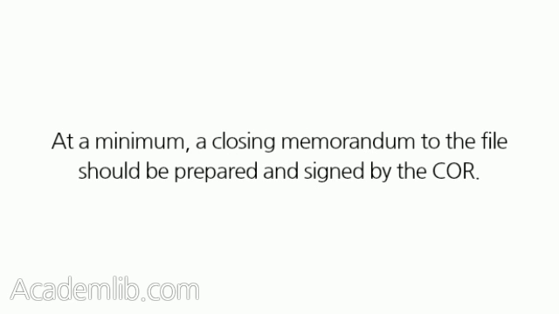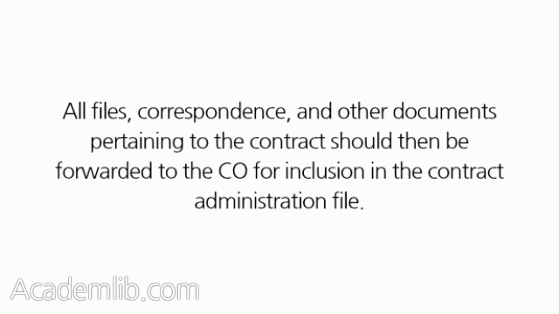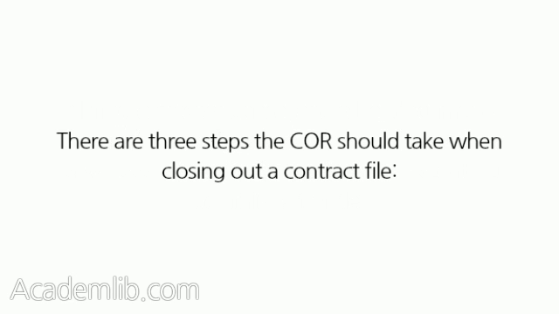Some agencies provide a checklist or other forms for this purpose. At a minimum, a closing memorandum to the file should be prepared and signed by the COR. All files, correspondence, and other documents pertaining to the contract should then be forwarded to the CO for inclusion in the contract administration file. There are 3 steps the COR should take when closing out a contract file.